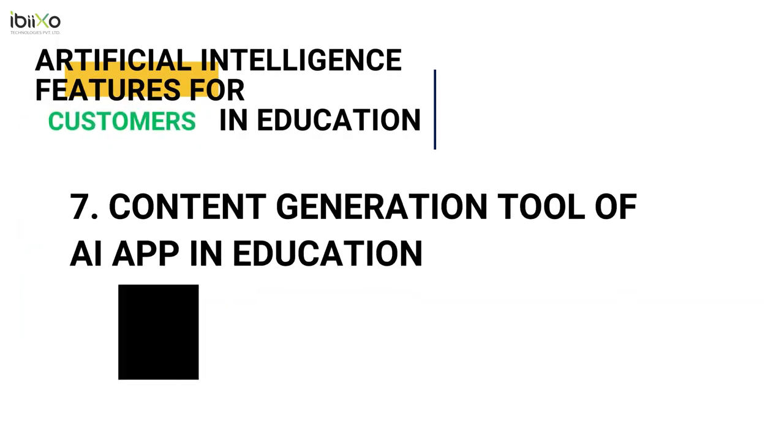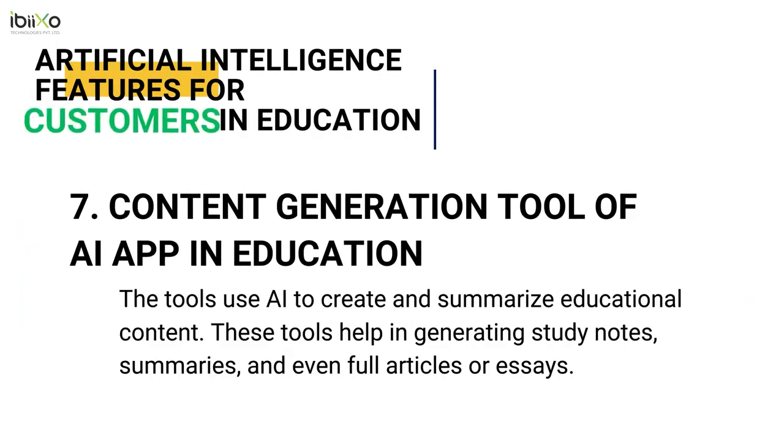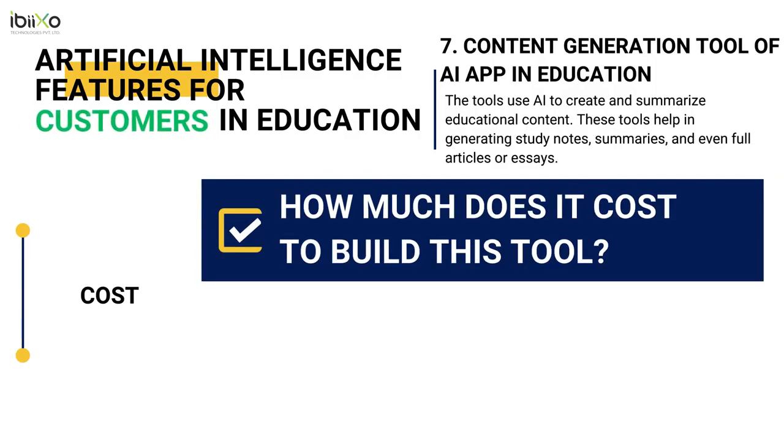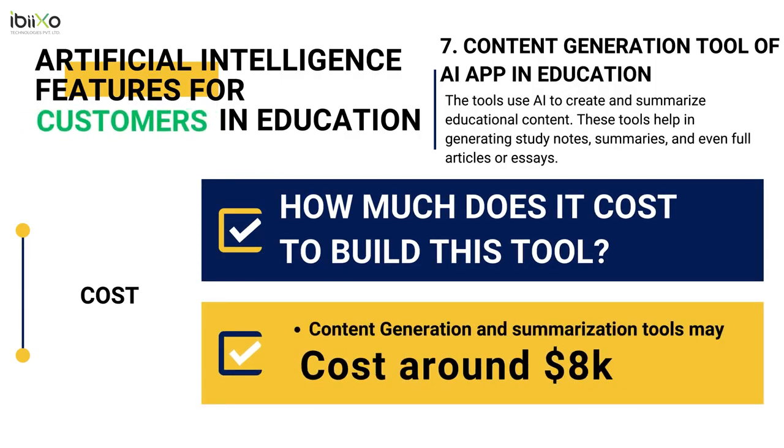The seventh one, very famous, is the content generation tool. The tool basically uses AI to create summarized educational content. This can be useful across all the user types and can easily be integrated with existing models. The implementation of this would cost around $8,000.